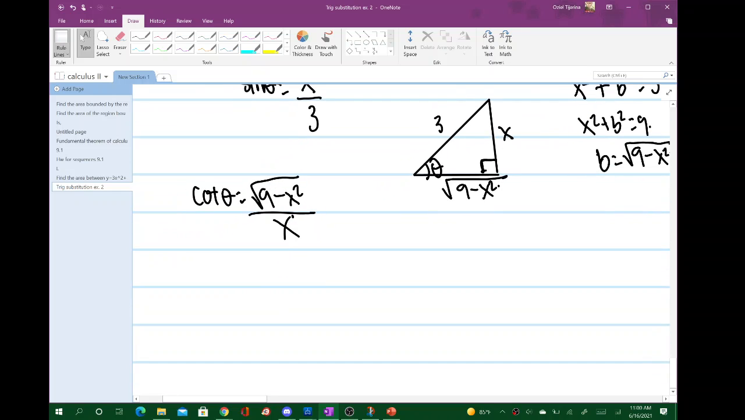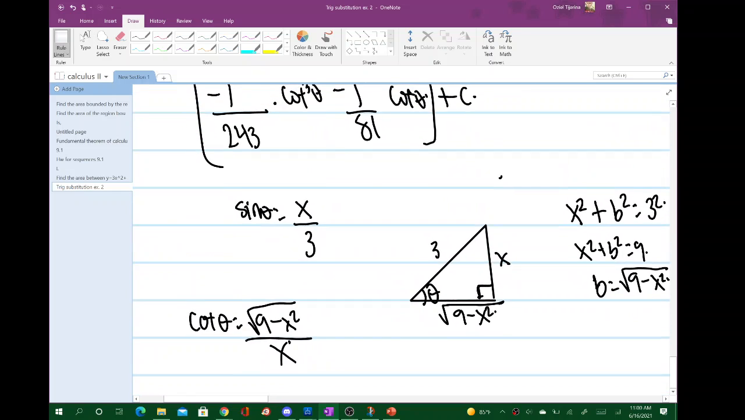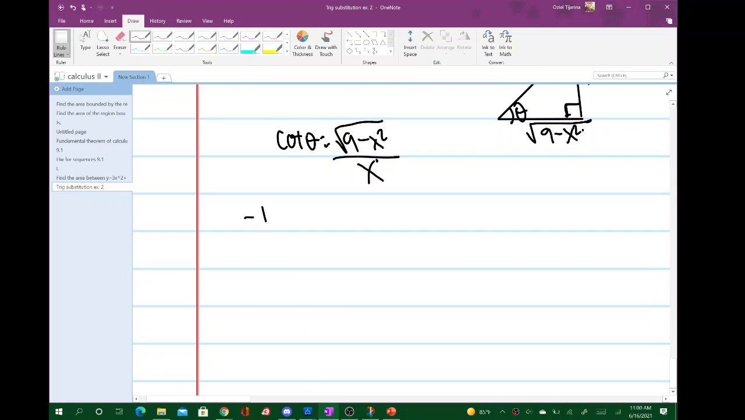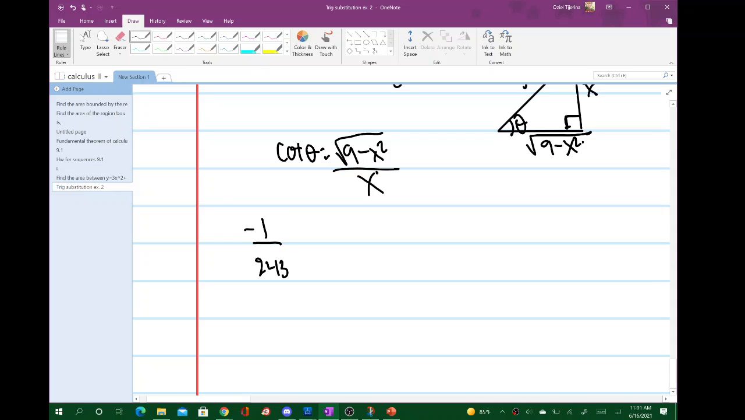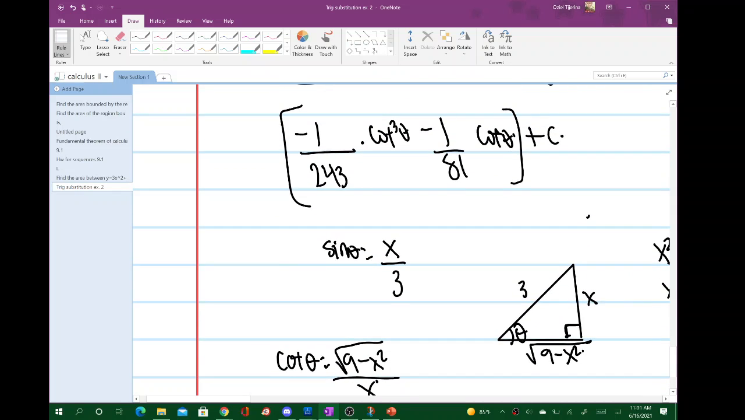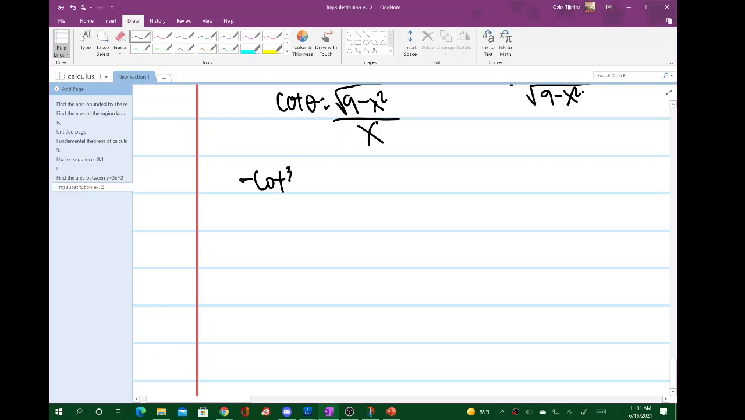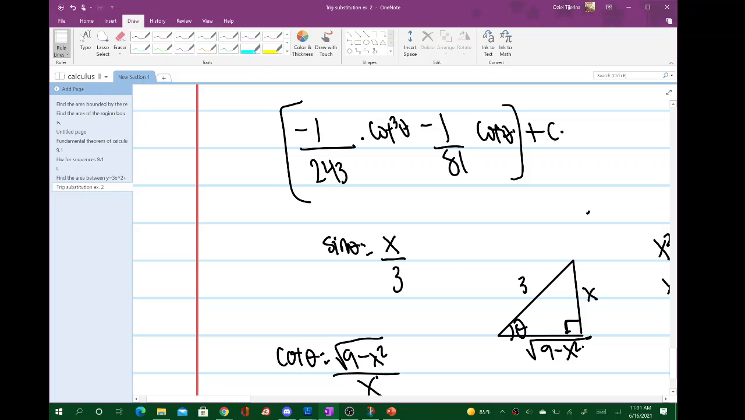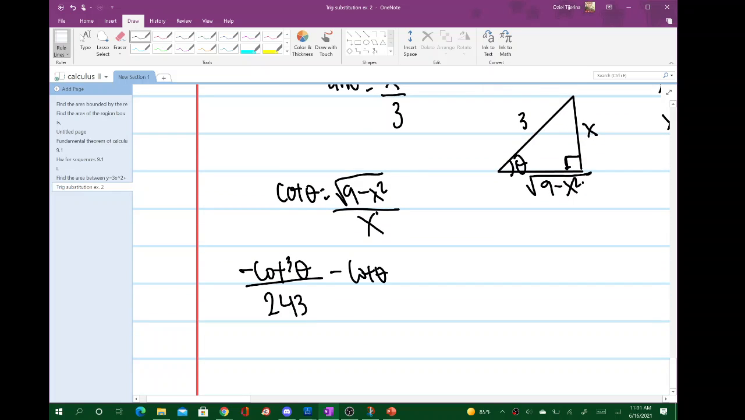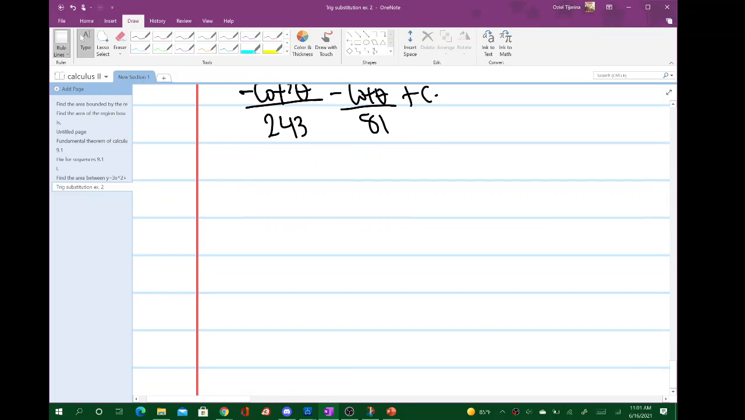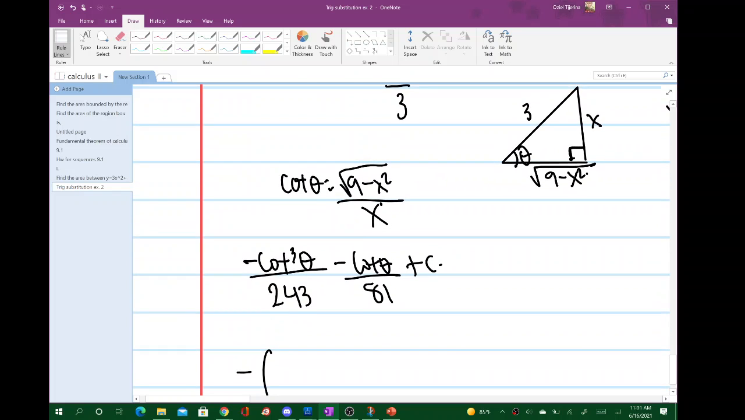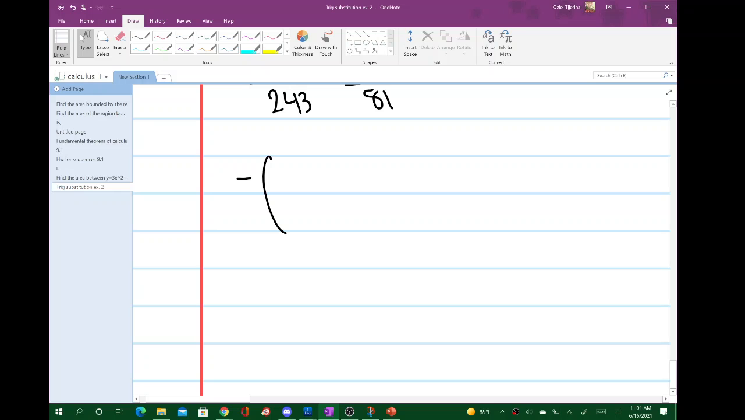Okay, so then our integral is going to be the following. Our antiderivative: negative 1 over 243 times the square root of 9 minus x squared over x. And actually, let me do it this way. We have negative cotangent cubed of theta over 243 minus cotangent theta over 81 plus c. So then we're going to have negative the quantity, and we know that cotangent theta is the square root of 9 minus x squared over x. So we have the square root of 9 minus x squared over x, right?